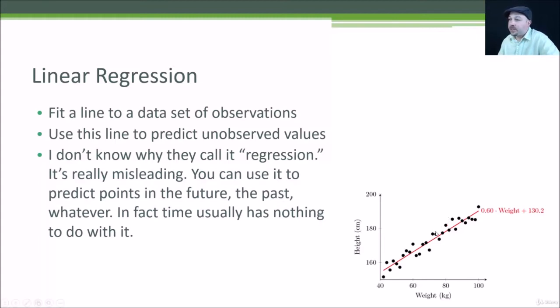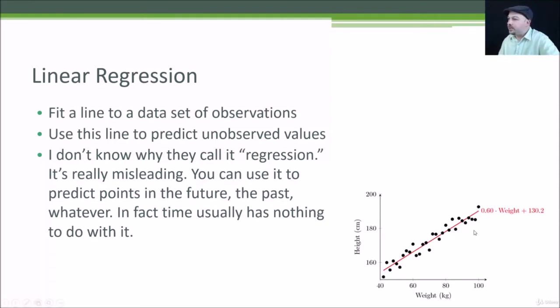So for example, let's say that I have a bunch of people that I measured, and the two features that I measured of these people are their weight and their height. So I'm showing the weight on the x-axis and the height on the y-axis. And I can plot all these data points of people's weight versus their height, and I can see, that looks like a linear relationship, doesn't it? Maybe I can fit a straight line to it and use that to predict new values. And that's what linear regression does.